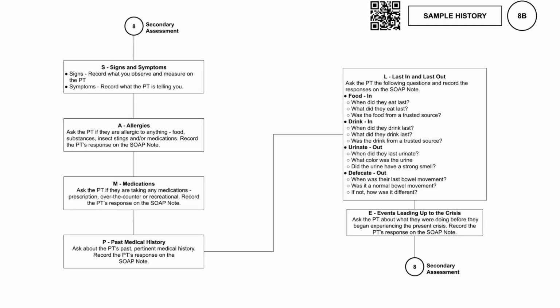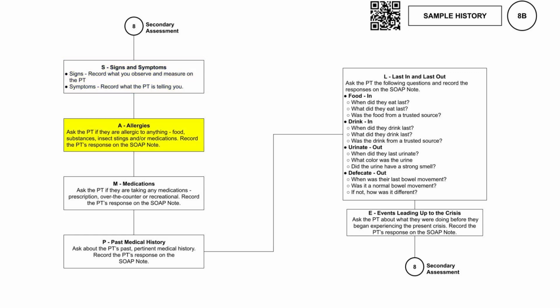SAMPLE history. The SAMPLE history is a systematic approach to gathering medical history from the patient. SAMPLE is an acronym that stands for S, signs and symptoms; A, allergies; M, medications; P, past medical history; L, last in and last out; and E, events leading up to the illness or injury. This information can be invaluable in understanding the patient's current condition and medical background.